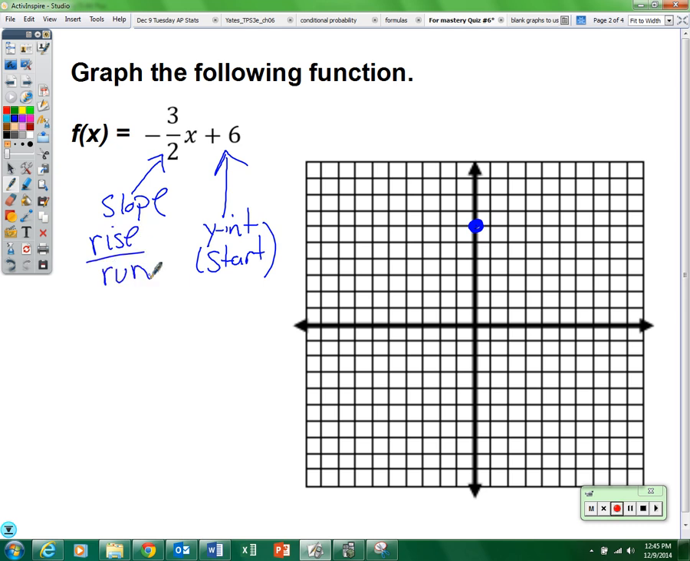Now this one has a negative in front, so that means we're going to go down and over. So down 3, 1, 2, 3, right 2, 1, 2. Down 3, 1, 2, 3, right 2. And so on. Keep going. Put as many dots through the graph as you can. And then you can also go backwards, go up 3, and then left 2. Draw the line through the dots, and we have graphed this linear function. Right? Easy enough. Let's move on to the third one.